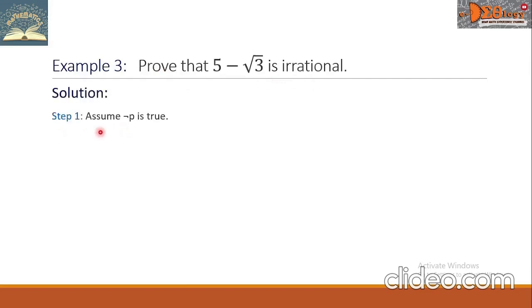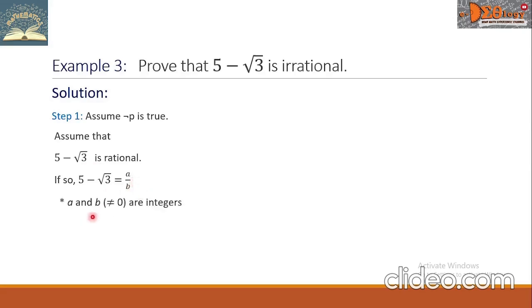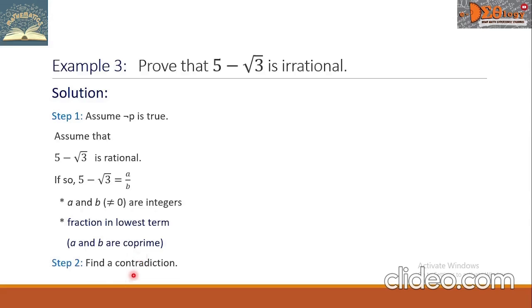Step 1, we assume that not p is true. It means we're going to assume that 5 minus the square root of 3 is rational. If so, 5 minus the square root of 3 equals a over b, where a and b, with b not equal to 0, are integers. Also, the fraction is in lowest terms. In some books, they say that a and b are coprime. Now step 2. Let's find a contradiction.